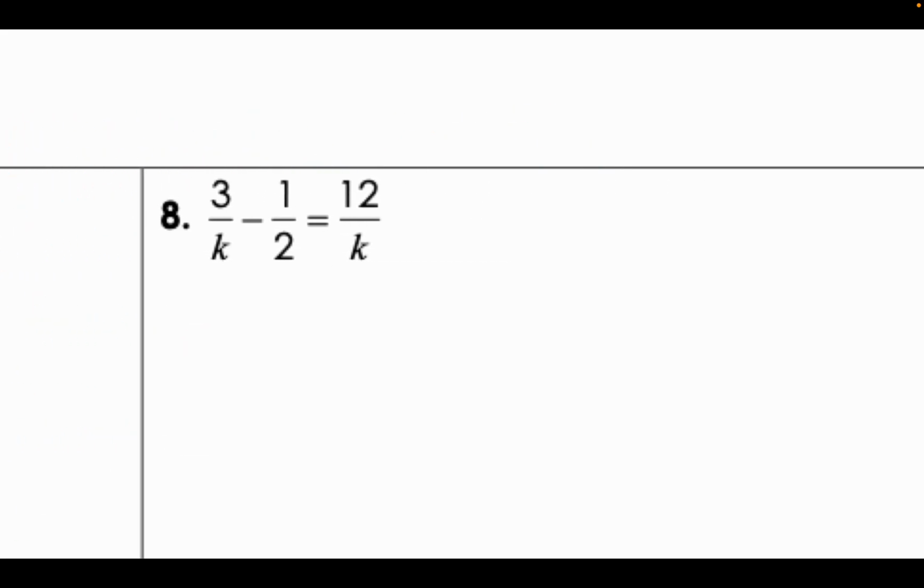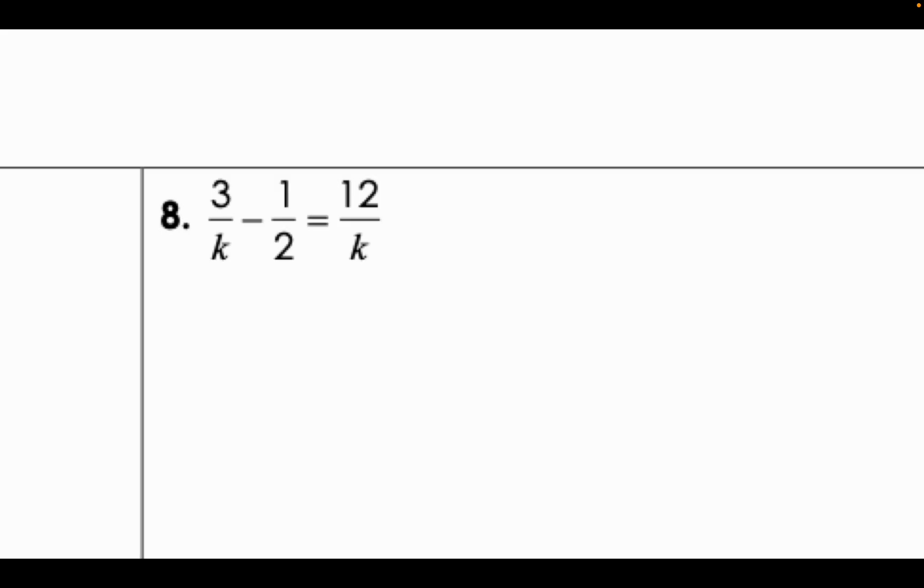Number 8 here, 3 over k minus 1 over 2 equals 12 over k. So as we look at the denominators, or as we look at these sides of the equal sign, we notice at least one side has more than one term. So cross multiplying is not our best bet because we'd have to get common denominators on that left-hand side, make them into one fraction, and then cross multiply, which once again is an option, and there's nothing wrong with it. I just prefer quicker options.